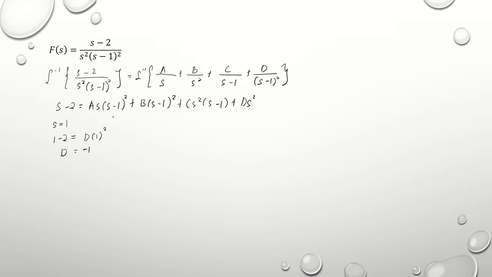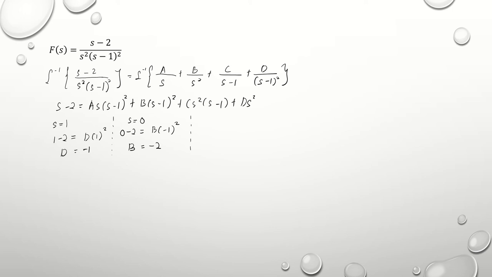That is D. Next, the easiest one is s equal to 0. Make your s equal to 0. So this one 0, 0 and 0, you got B. For this part, 0 minus 2 equal to 0, 0, 0, B times negative 1 power of 2, so B is negative 2. That is for B.